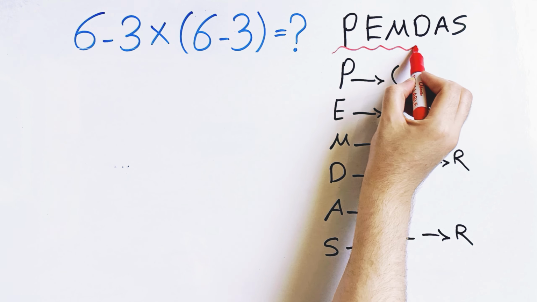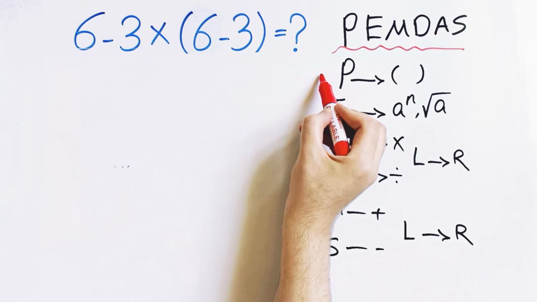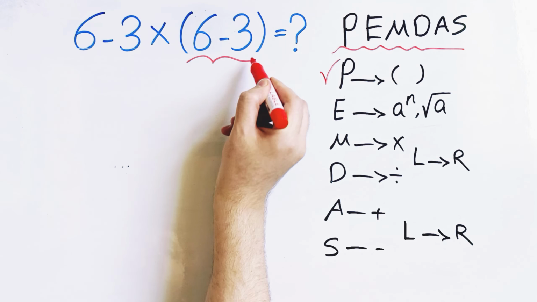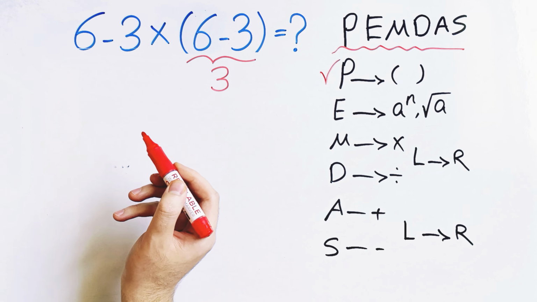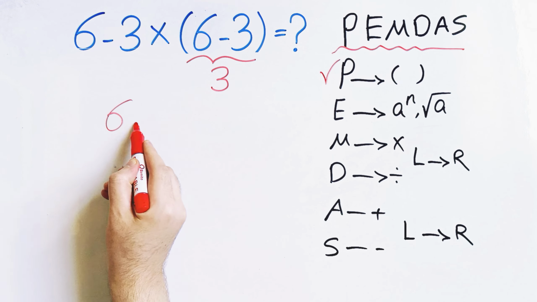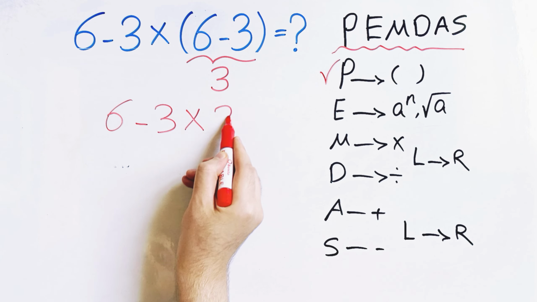According to the PEMDAS rule, we must solve what's inside the parentheses first. 6 minus 3 equals 3. So the expression becomes 6 minus 3 times 3.